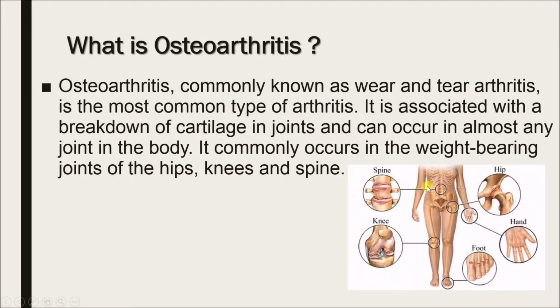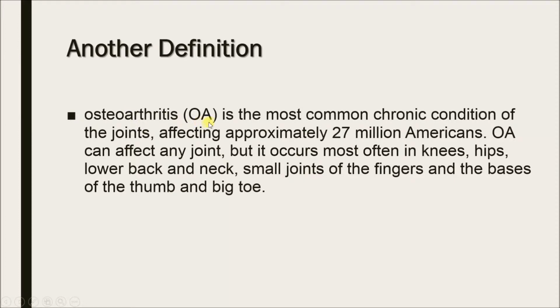And here are the major joints of the human body where arthritis may be affected. First is spine, second is knees, foot, hand and hips. They are joints where osteoarthritis can develop more. The other definition of osteoarthritis, also called OA, is the most common chronic condition of joints, affecting approximately 27 million Americans. Osteoarthritis can affect any joint, but it occurs most often in knees, hips, lower back and neck, small joints of the fingers, and the bases of the thumb and big toes.